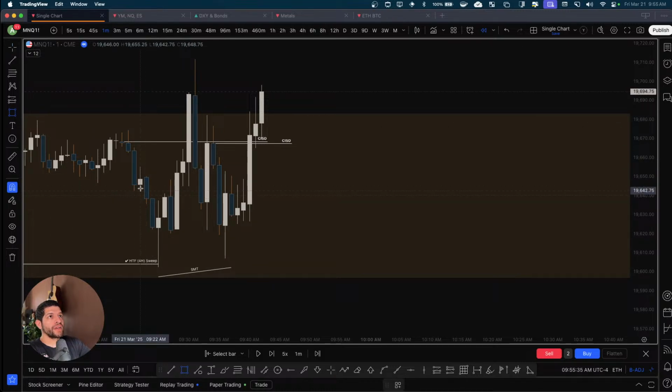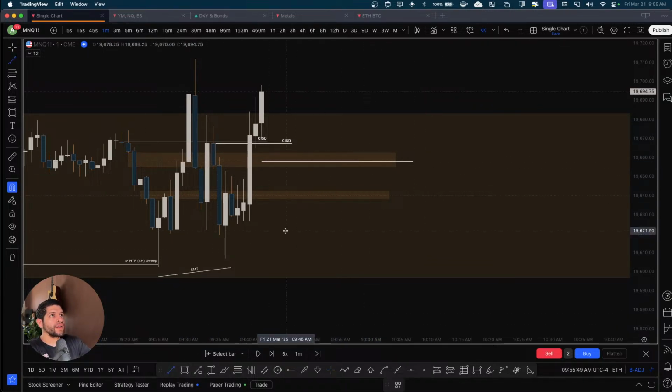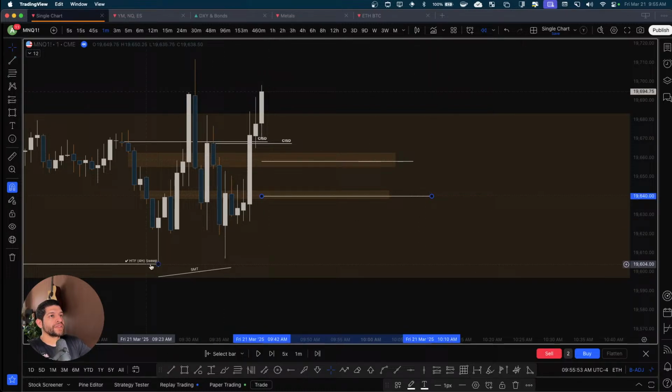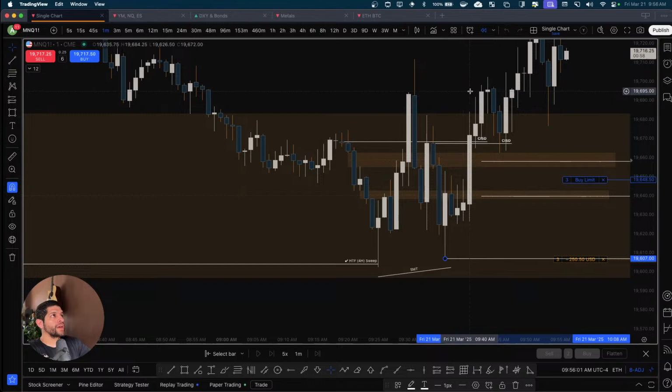At a play like this, I would probably scale in different zones. Here's a good one. This is a good overlap that I would scale into. So first entry here, second add here, stop loss on this low, that SMT low, manipulation low, right? And that's where we're at now.